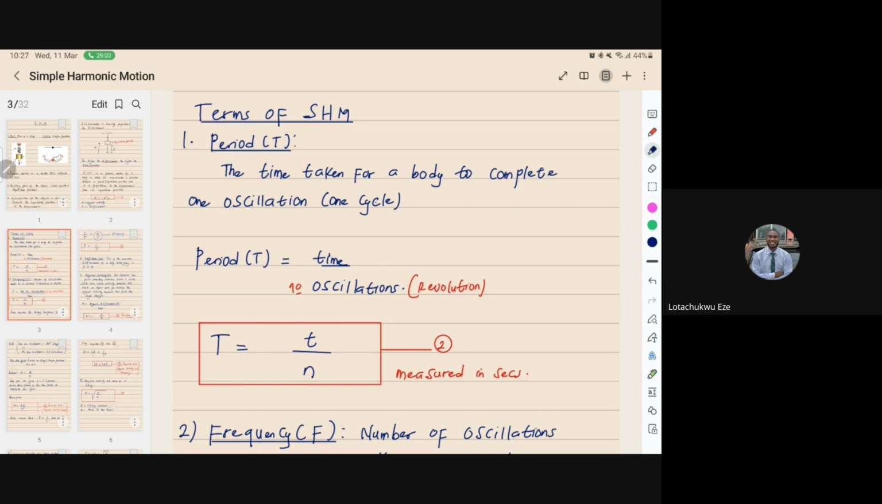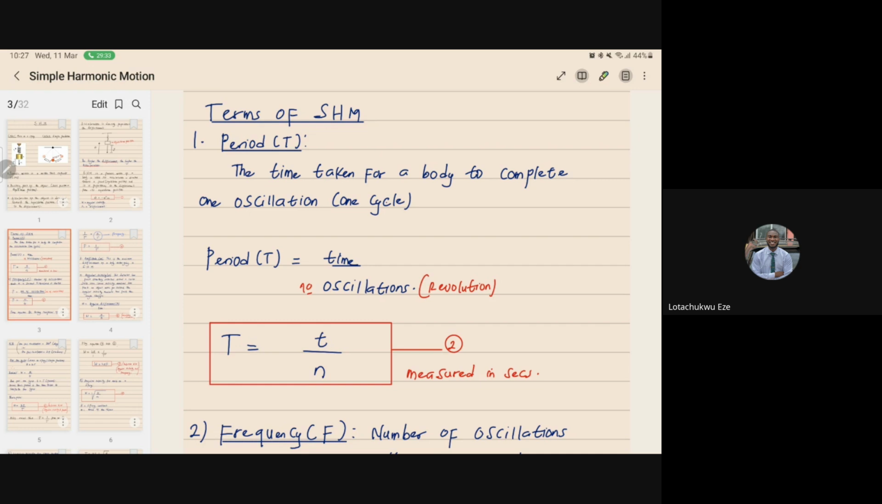Now, the time taken for the entire oscillation divided by the number of oscillations will give you the period, because the period is simply the time taken to complete one revolution, just one revolution. So this time is the time taken for the entire revolution, then divided by the number of revolutions. So I hope you get the difference between the period and this time here, small t. Capital T is just for one revolution. This one is for the entire revolution that occurs during that number of oscillations. And it is also measured in seconds.